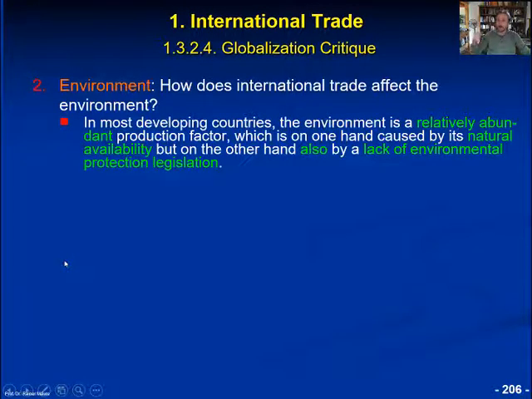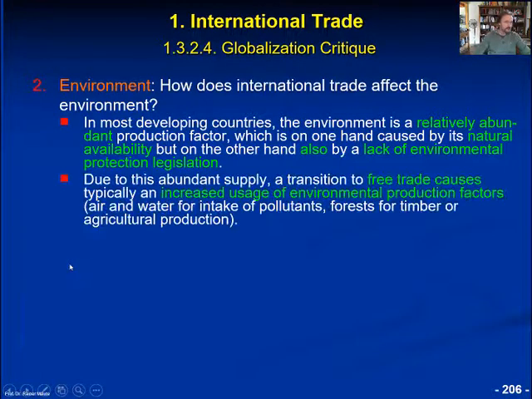In most developing countries, the environment is a relatively abundant production factor, which is on one hand caused by its natural availability, but on the other hand also by a lack of environmental protection legislation. Due to this abundant supply, a transition to free trade typically causes an increased usage of environmental production factors, like air and water for intake of pollutants, forests for timber or agricultural production.